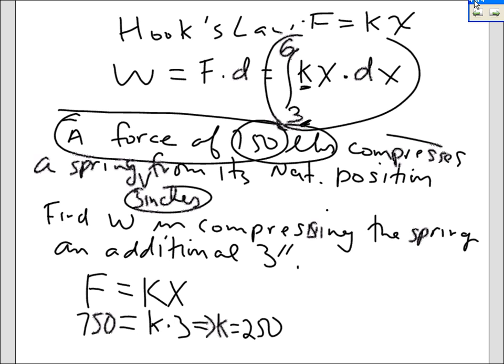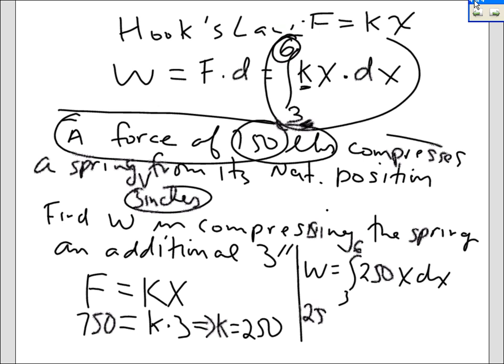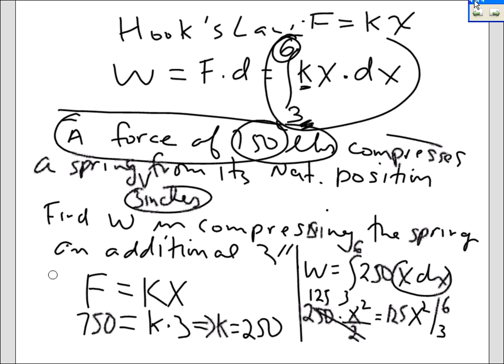I want to know what's the work required to move it from 3 inches from its natural position to 3 more inches. That is 6 inches. So the work is the integral from 3 to 6 of K x dx. The 250 can come in front. The integral of x dx is x squared over 2. This is 125. So it's 125 times x squared, evaluated from 3 to 6.